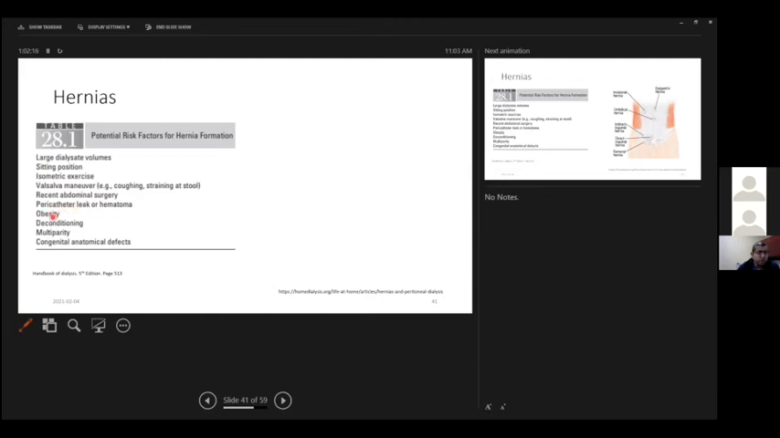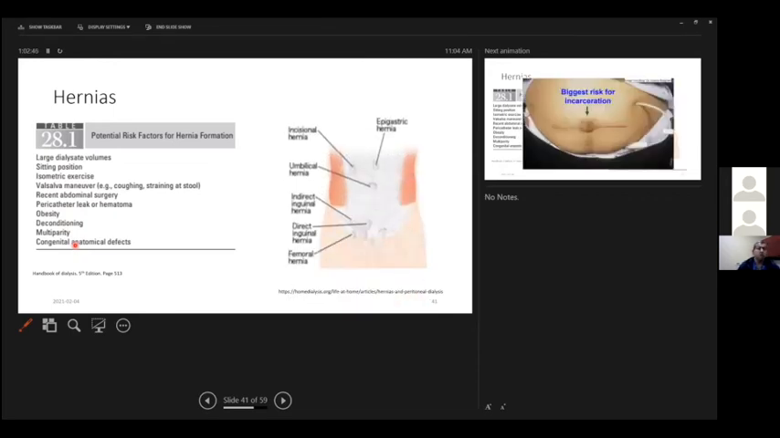Obese patients can get hernias if the patient has a lot of fat, and sometimes if the musculature is not very strong, they can get hernias. Deconditioning means the patient has lost a lot of weight, so the musculature is getting weaker, and that can cause a divarication of the recti and lead to hernias. Multiparity in female patients, and then congenital abdominal wall defects, as we know, like patients with prune belly syndrome or other abdominal wall problems. So what hernias can you get?